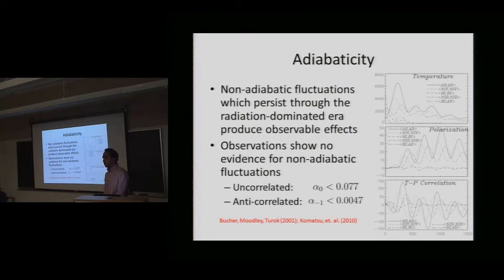So there's no hint in the data of any non-adiabatic fluctuations which are present in the radiation-dominated era, at least at this point. And so that leaves us in a funny position where we have the possibility that multiple field inflation might produce large non-Gaussianity, but it also naturally produces non-adiabatic fluctuations, which we don't detect in the data.